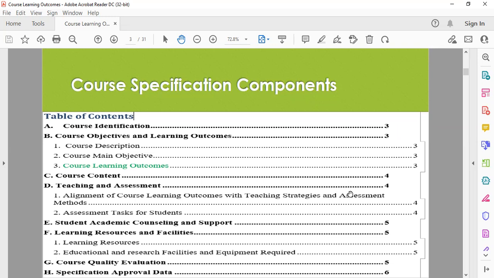Then course content, teaching and assessment, student academic counseling and support, learning resources and facilities, course quality evaluation, and specification approval date. So as you can see here from the structure, what I mentioned in the beginning as the brain and the heart of the course specification is the course learning outcomes, around which we can say that other elements or other components of a course specification work together to fulfill or to achieve these outcomes.